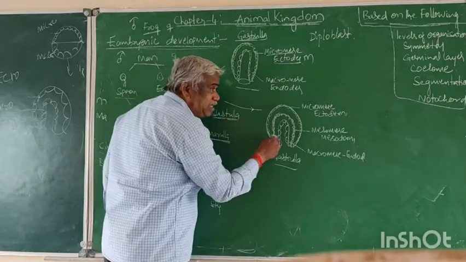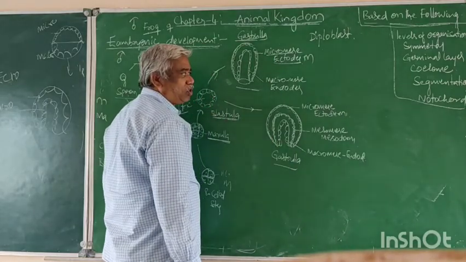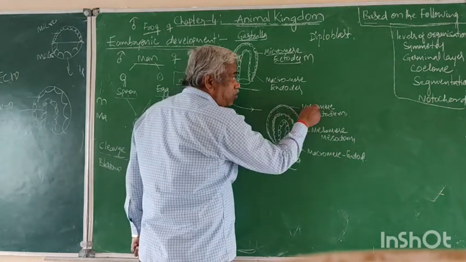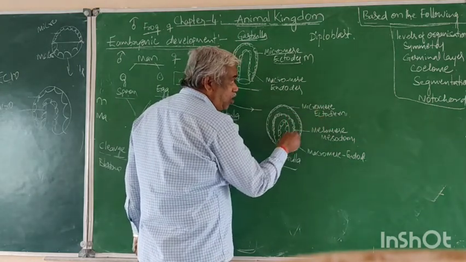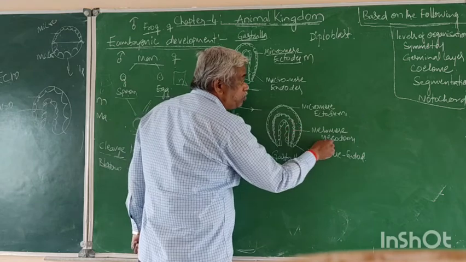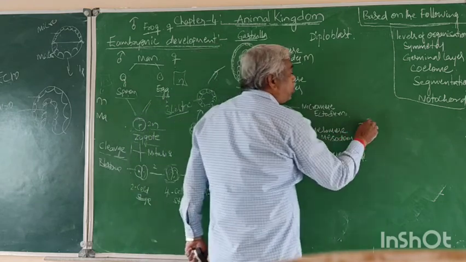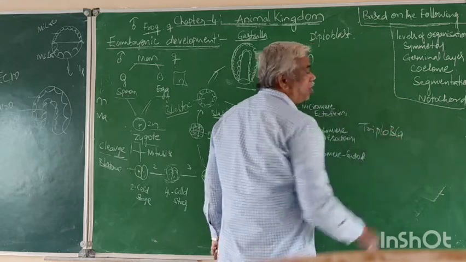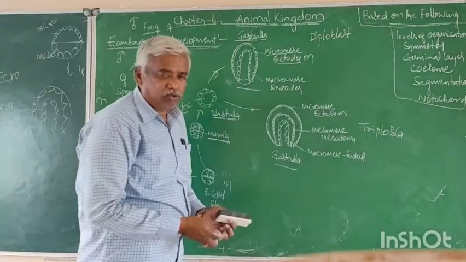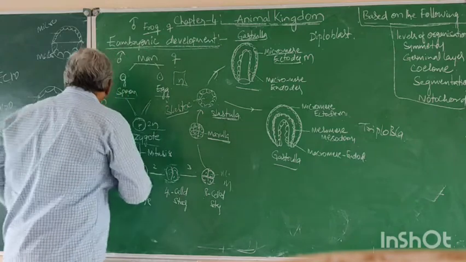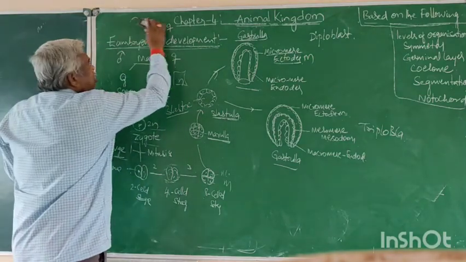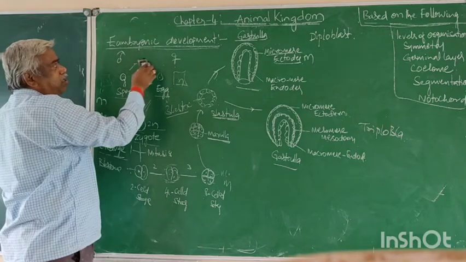If the gastrula contains three layers, outer ectoderm, inner endoderm, and between the ectoderm and endoderm another layer, then it is called triploblastic. Now suppose, instead of man, Hydra.